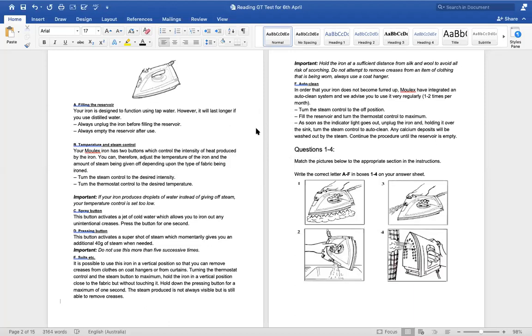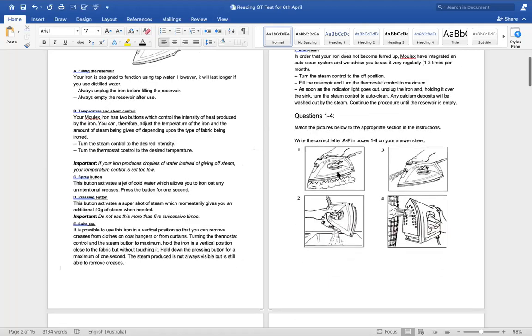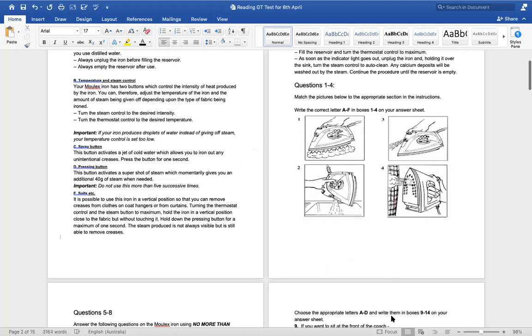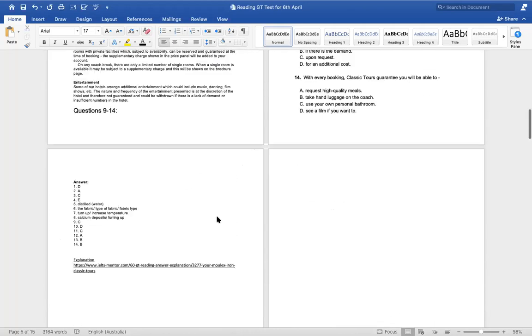Chirag has written temperature control, calcium deposit. Ira has written distilled water. So guys, your time is up. It was up about 20-30 seconds ago. So we'll just look through the answers. I think Ira has put your answer again. Okay. So this is your answer.